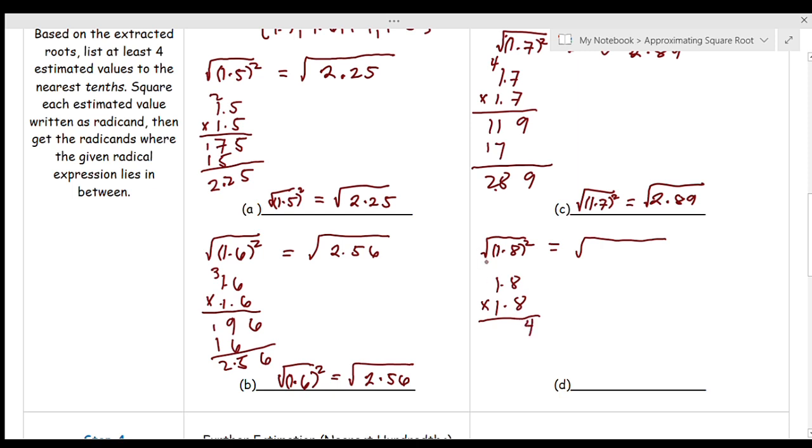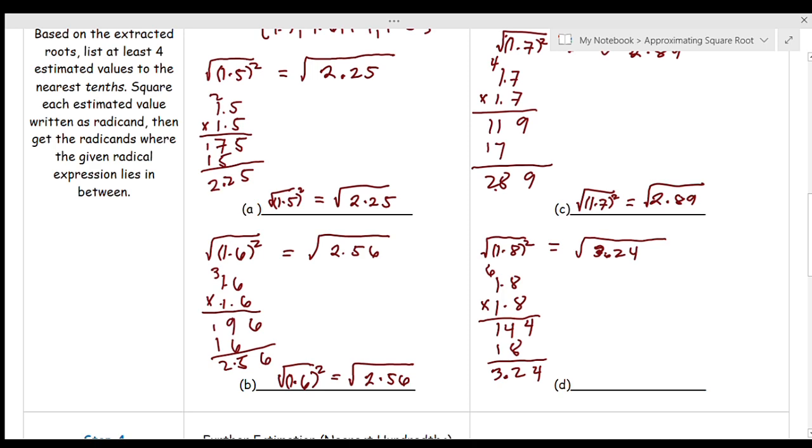8 times 8 is 64. Then 8 times 1 is 8 plus 6, that is 14. Then we have 1 times 8 is 8. Then 1 times 1 is 1. So we have the result of 324, and as you can see, 3.24 rather, because meron tayong decimal. So we have 3 and 24 hundredths. So kung napapansin nyo class, yung 3.24 for 1.8 is lampas na po siya, or it is much higher than the square root of 3.